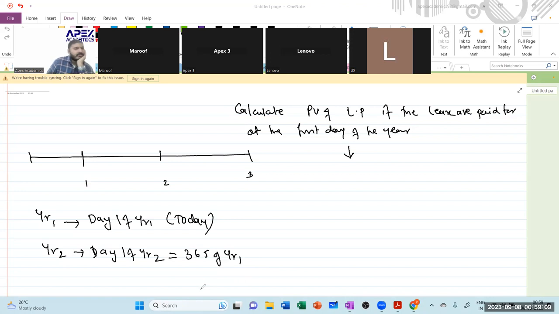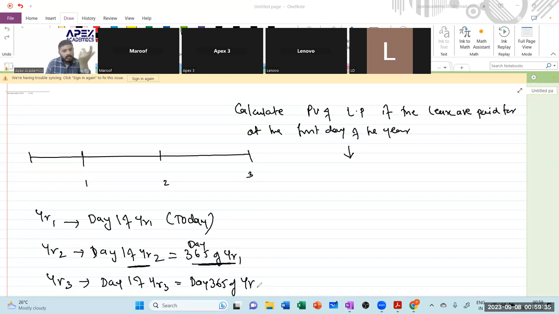Agreed or disagreed, guys? Come on. It's the concept of closing stock. Closing stock of last year is opening stock of this year. So first day of current year is the last day of the previous year. Agreed or disagreed? Year 3, day 1 of year 3 is equal to day 365 of which year? Year 2. Perfect.